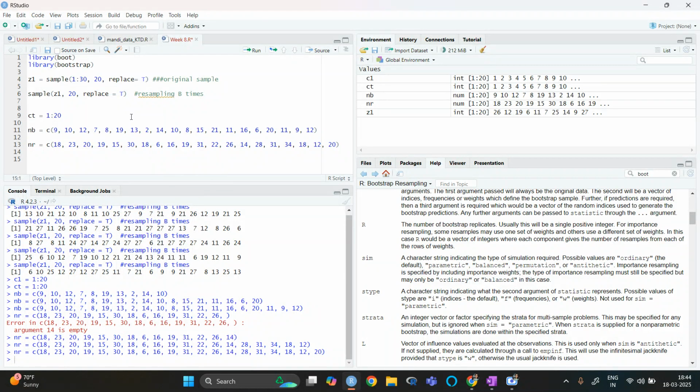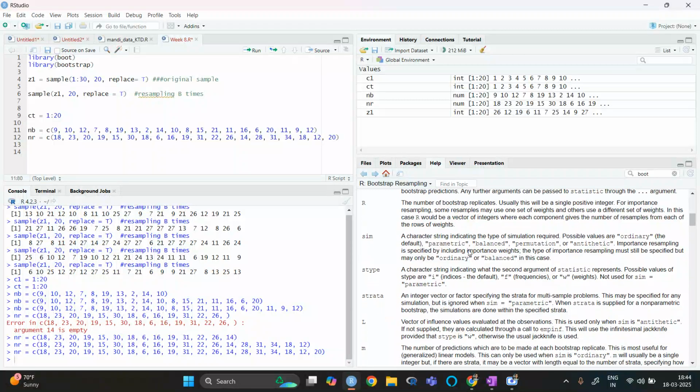So we have made here two variables, NB and NR. We are saying that these can be dependent on each other, and with the help of bootstrap, we will see how dependent they are. Like on our own, we are saying that they are dependent, but we can see whether they are dependent or not.